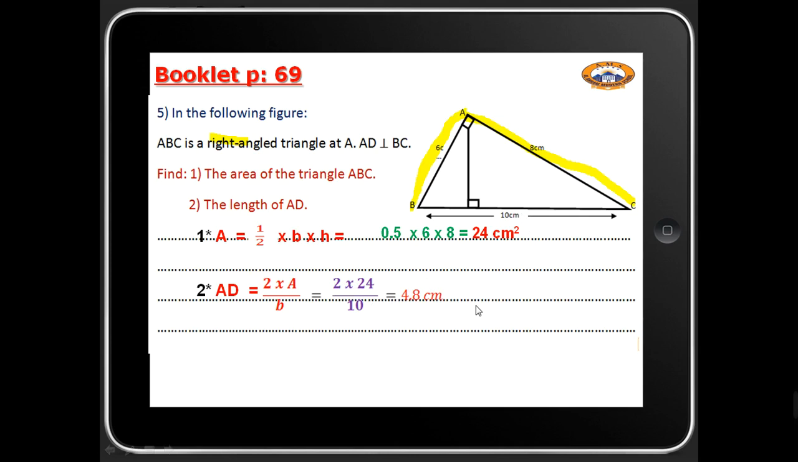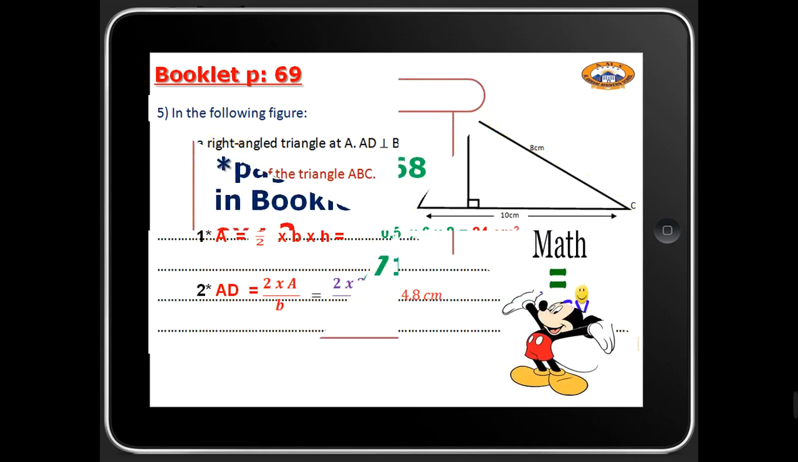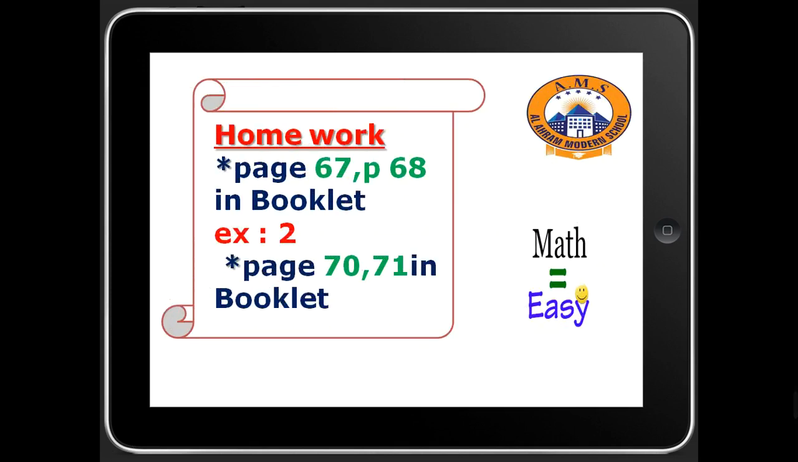And by this we came to the end of explaining this lesson. This is a very important lesson, by the way. You have to practice, and this is the time for your homework. My dear students, please do your homework, because math means more and more practice.